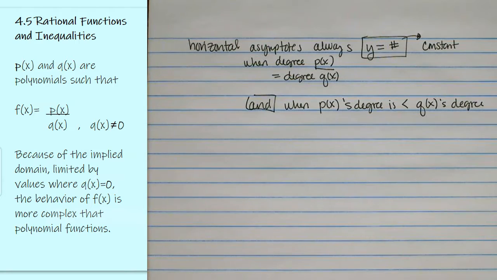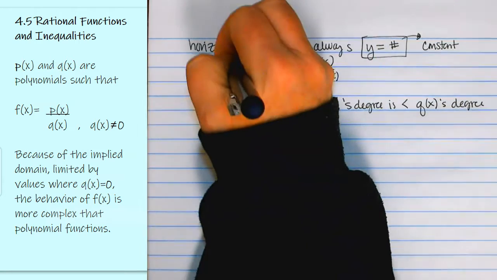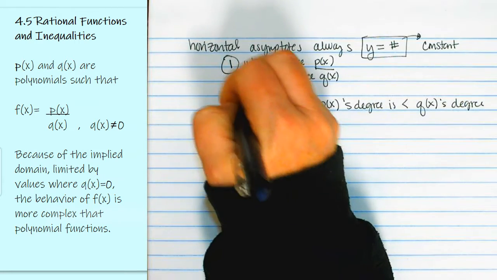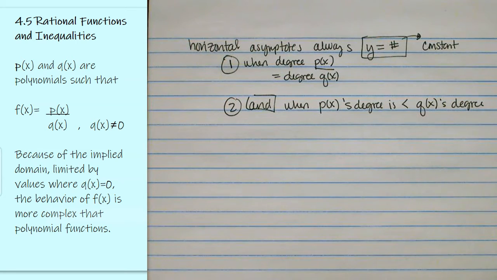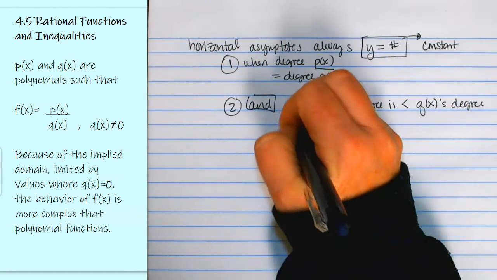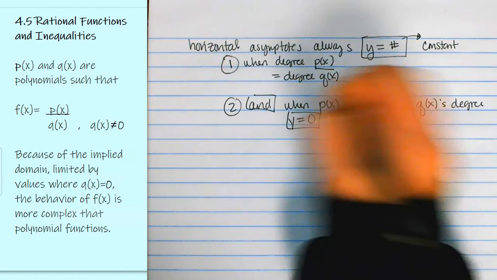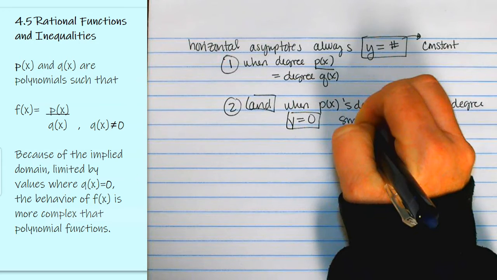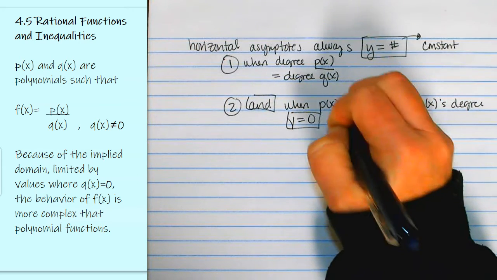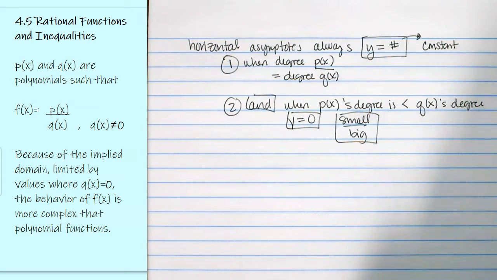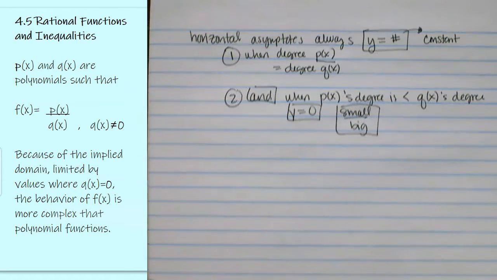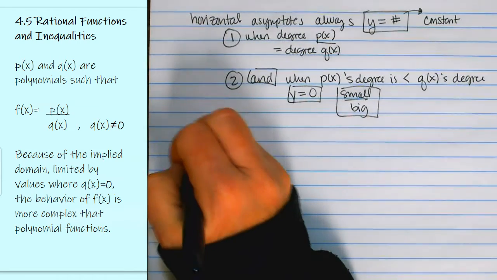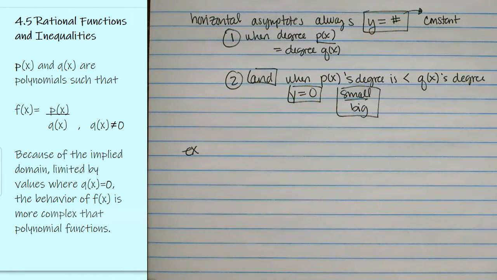So horizontal asymptotes, two situations: one, when the degrees are the same, or two, when the degree on top is smaller than the degree on the bottom. And in this case, the asymptote is always y equals 0 because this ends up being small over big, like we talked about yesterday. So let's look at these two examples with some actual functions. We're going to call this example 4.